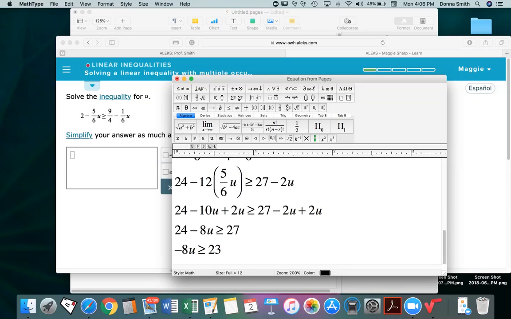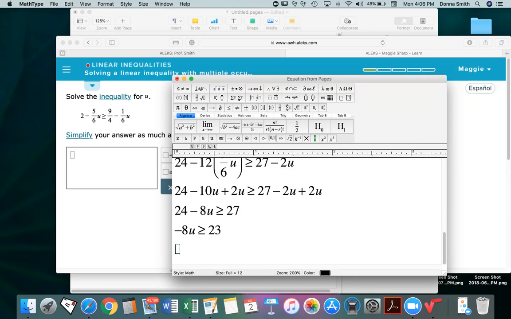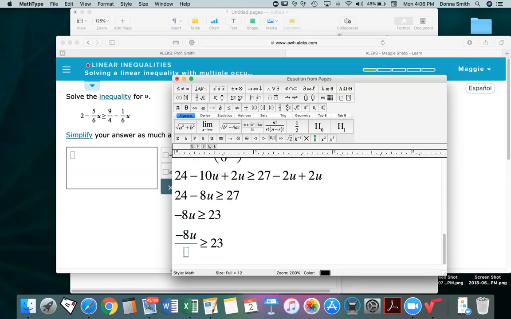So now when I divide both sides by negative 8, because that's the coefficient of the u, I literally rewrite the whole problem. I'm going to put negative 8 here. I'm going to know, oh, I switched the sign because I divided by a negative number. That makes so much more sense. And when you do it all in one fell swoop, you miss that.